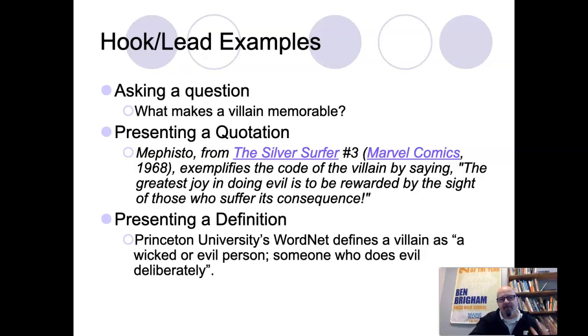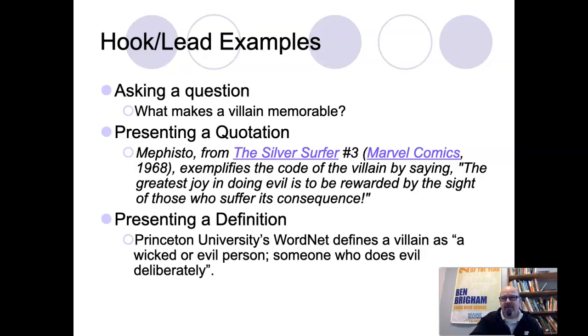Here, we're going to say Mephisto from The Silver Surfer #3, Marvel Comics, 1968, exemplifies the code of the villain by saying, "The greatest joy in doing evil is to be rewarded by the sight of those who suffer its consequence." Nice, huh? It's no good to do evil unless you can see the people suffering from your evil. And then finally, you have the idea of presenting a definition. This one not as powerful as the other two, but still can be effective.